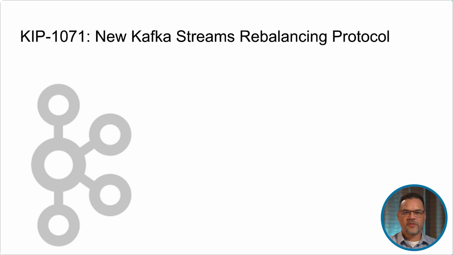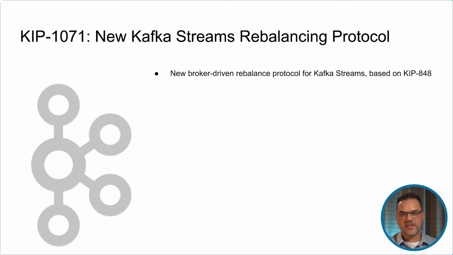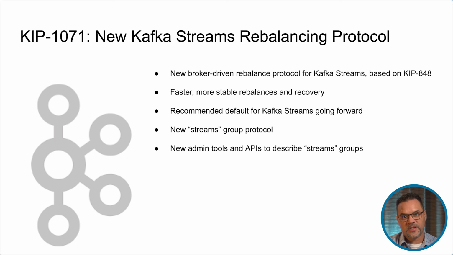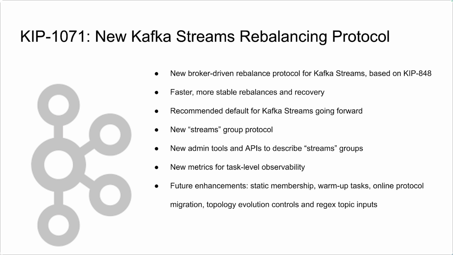Broker-driven rebalancing comes to Kafka Streams applications in KIP 1071. Now, if that sounds familiar to you, it's because this builds on the changes introduced by KIP 848, which move coordination of rebalancing consumers from the client side to your Kafka brokers. KIP 1071 extends this model to your stream processing workloads. It introduces a new Streams group protocol with new admin tools and APIs to describe these Streams groups. There's also new metrics to add task-level visibility in your Streams applications. Keep an eye out for more enhancements like support for dynamic topology updates, warm-up task, and regex topic lookup in future Kafka releases.